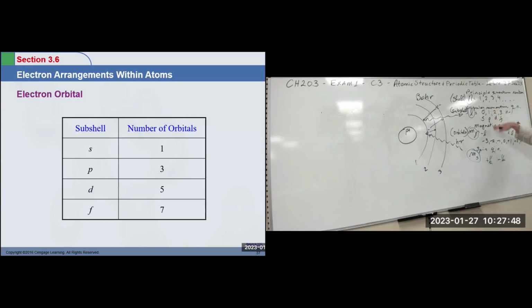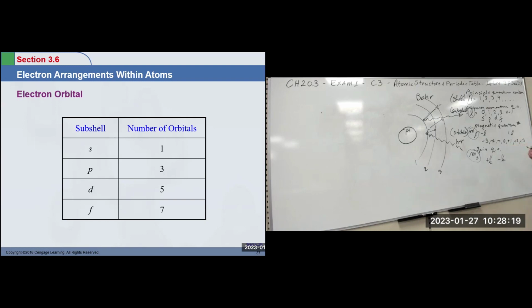In each one of these subshells, this one you can only have 1. That's it. This one you can have how many? -1, 0, +1. 3. So there it is. The P's can have 3 orbitals. The D's can have -2, -1, 0, +1, +2, 5. So you have 5 orbitals there for the D's. And the F's, we've done that one, that's 7.